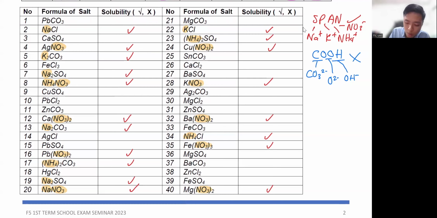So you have to find out the CO3. Now, by the way, why don't I include O2 minus and OH minus? Because they are bases. They are not actually salts. Base is not salt. So let me highlight all the carbonates first. Except those already taken, no need, because already considered insoluble. So you get carbonate here, 1, 2, 3, 4, 5, 6, 7. Now all these you have to put cross.